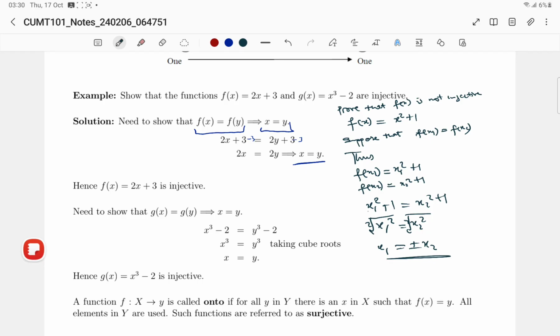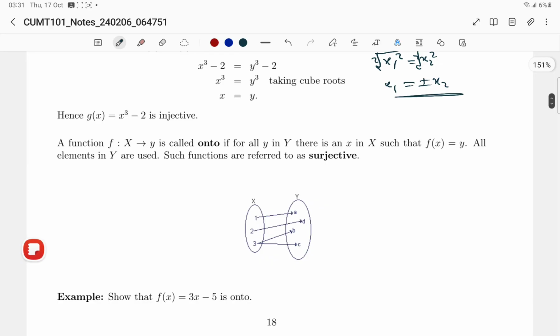So if something is conditionally injective, it's not entirely injective. If it is injective on some parts of R, we cannot say it's injective in R, right? So you have to put the condition for it to be injective.